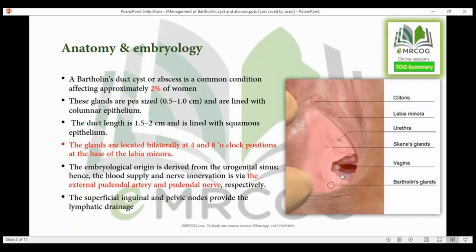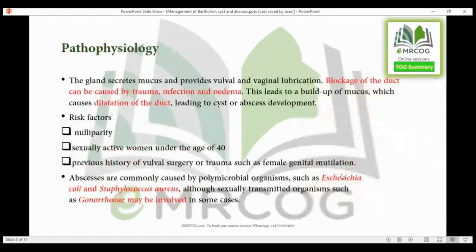So this duct, when it becomes blocked with trauma or infection or edema or whatever, will cause dilatation of the duct leading to a cyst or abscess, either this or that. There are some risk factors for this to happen, like nulliparity, sexually active women, especially under the age of 40, because they are very vulnerable to STDs, previous history of vulvar surgery or trauma, of course, and very specifically FGM.